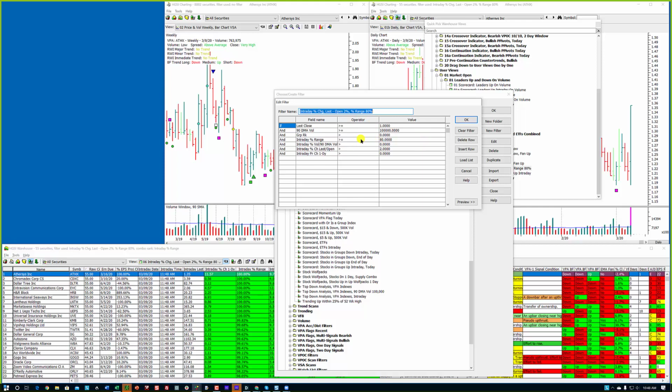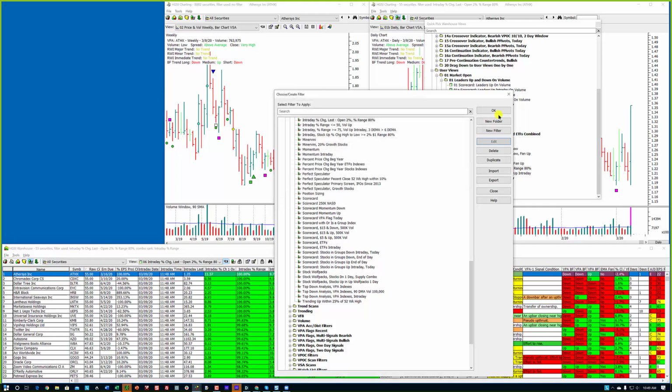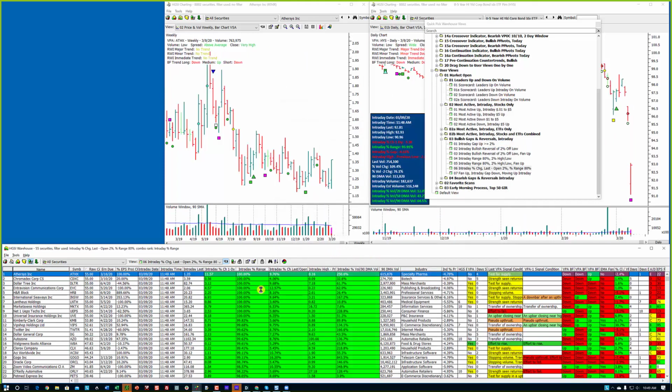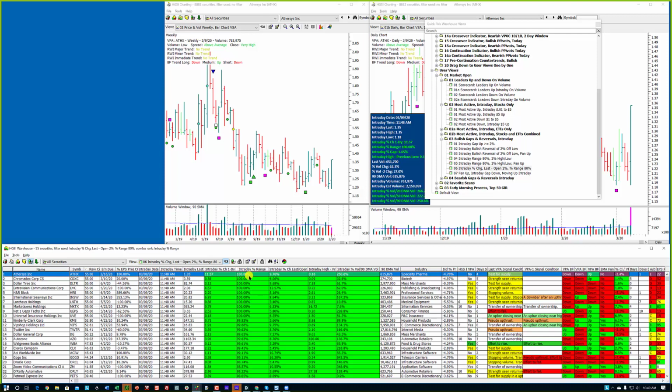Well, it would have caught it. It would have caught it when it attained 80% range, as long as it's 2% off of its low. Oh, sure. Yeah, that's what I was trying to explain. As long as its daily range is at least a minimum of 80%, then you're going to catch this. That's right.